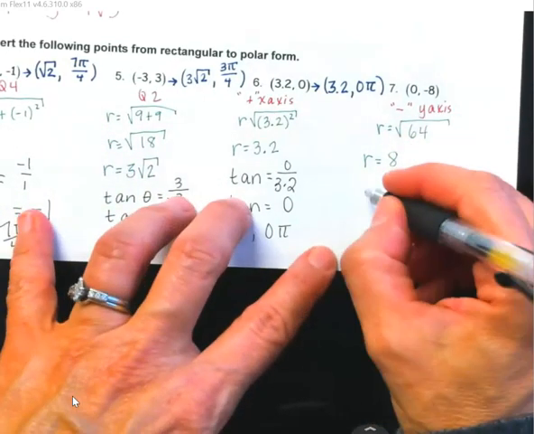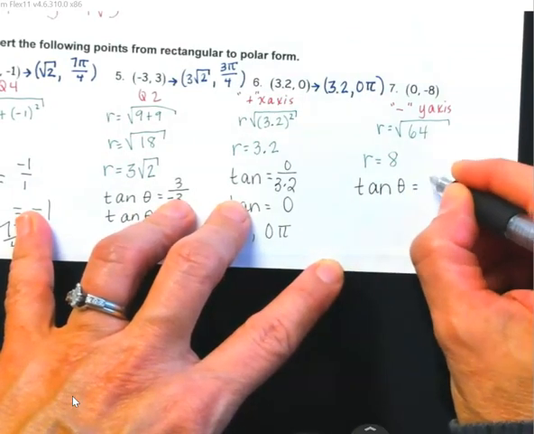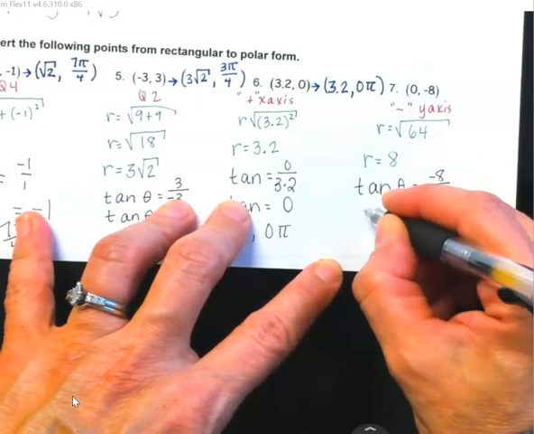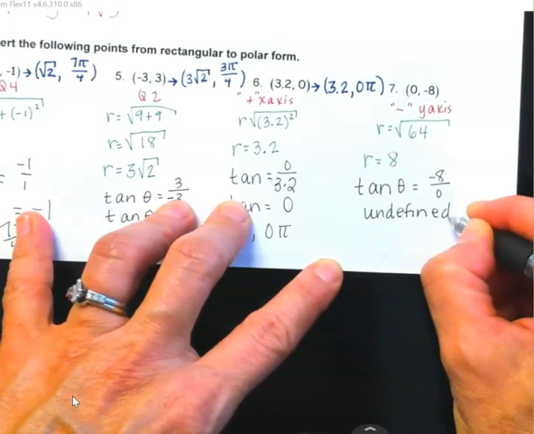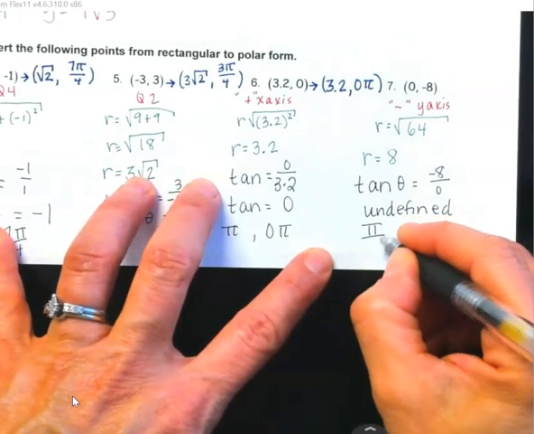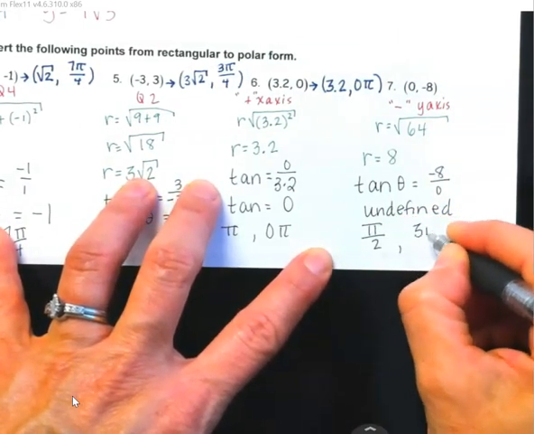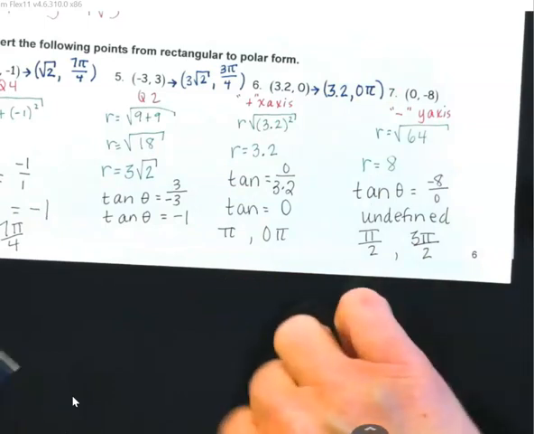All right, here we got a tangent. Ooh, tangent is -8 over 0, which is undefined. There's only 2 places where you get undefined for a tangent. What are they? The top and the bottom. So it's going to be pi over 2 or 3 pi over 2. Which one do you want? 3 pi over 2. For sure, because that's where it's negative. Good job.